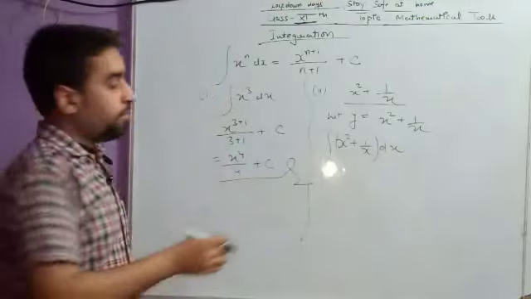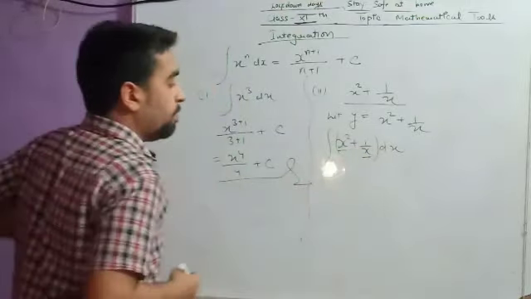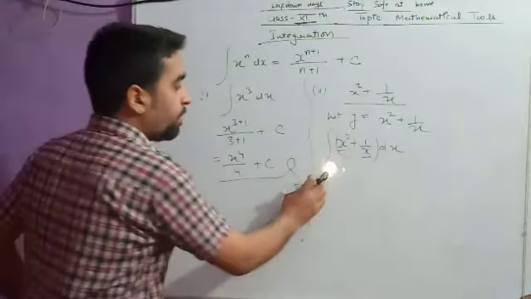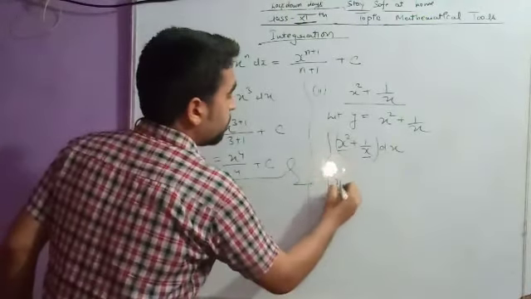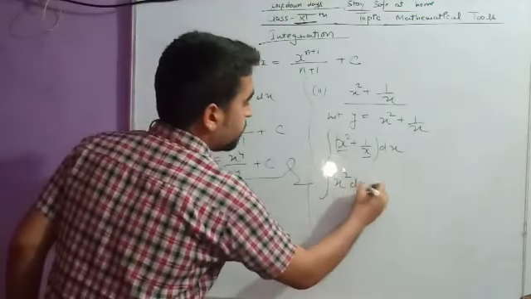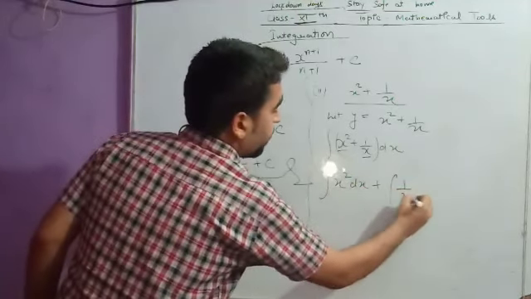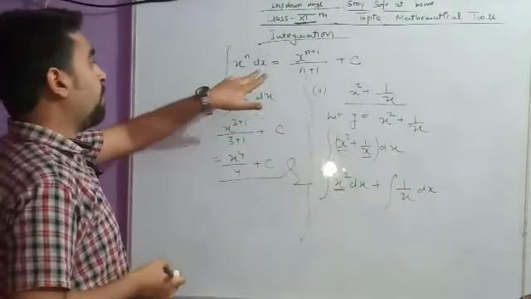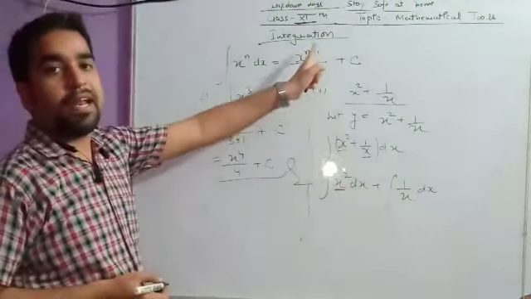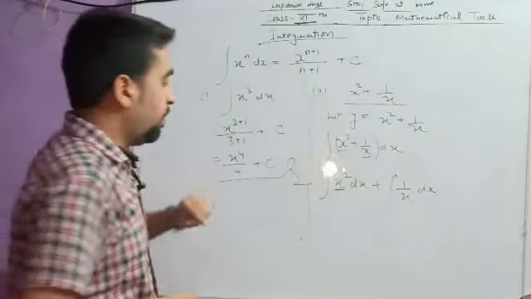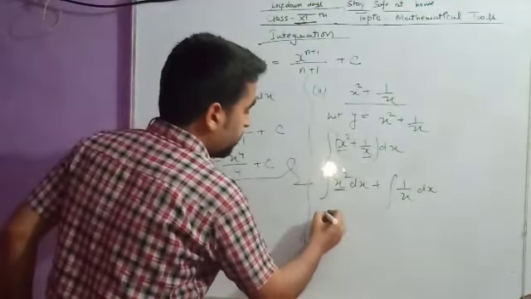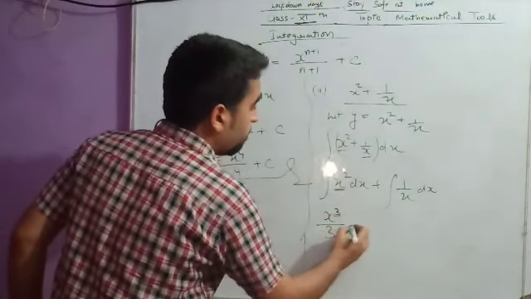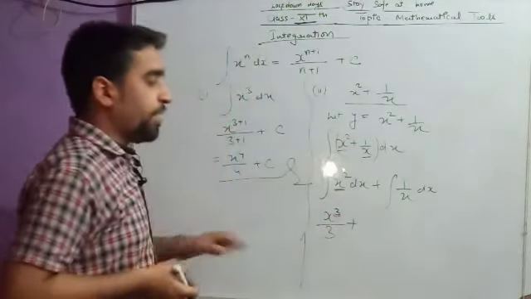While integrating, when we are having more than one term, means two terms are there, individually we have to integrate. So when this bracket will be open, this will be like integration x square dx plus integration 1 upon x dx. For integrating this x square, we already have one formula: integration x to the power n dx is equal to x to the power n plus 1 divided by n plus 1. So if you apply this formula, this will be x to the power 2 plus 1, that will be x cube, divided by 3.